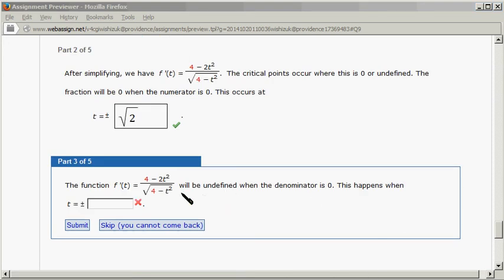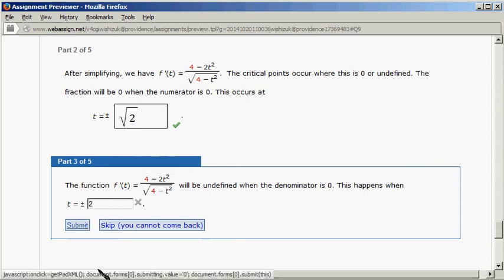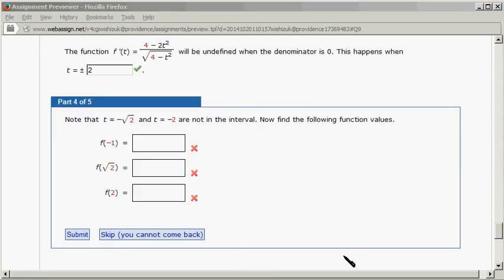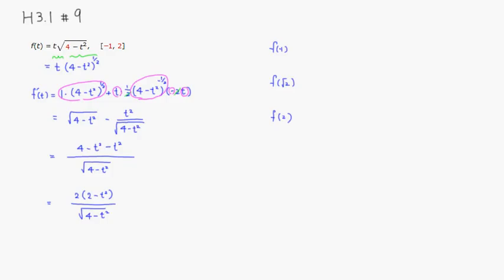The derivative is undefined when the denominator is 0. So we set the denominator equal to 0. You can see that t is plus or minus 2. So plug it in and submit. Now we have to evaluate the function at negative 1, which is the endpoint, the square root of 2, its critical number, and 2, the other endpoint. So let's do that.